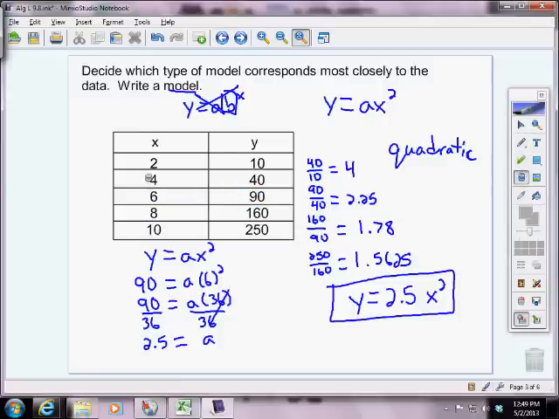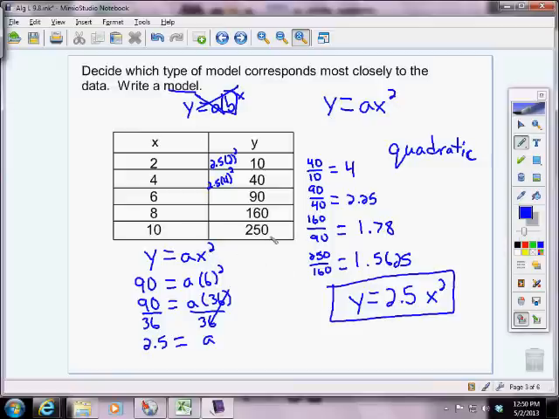If you test the points, you'll see that it works. If I plug in a 2 into this formula here, and I go 2.5 times 2 to the second, I get 10. If I go 2.5 times 4 to the second, I get 40. Now it's not going to be perfect. There might be some that are off a little bit, but you're going to see that it's close. So this model represents all this data.